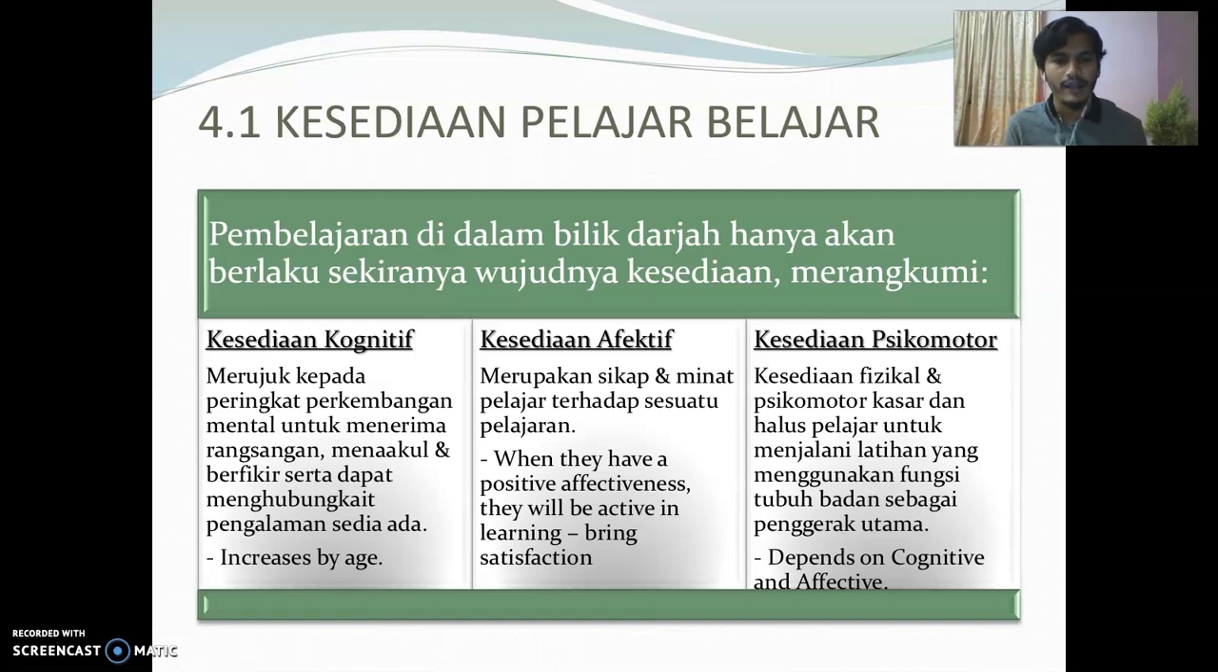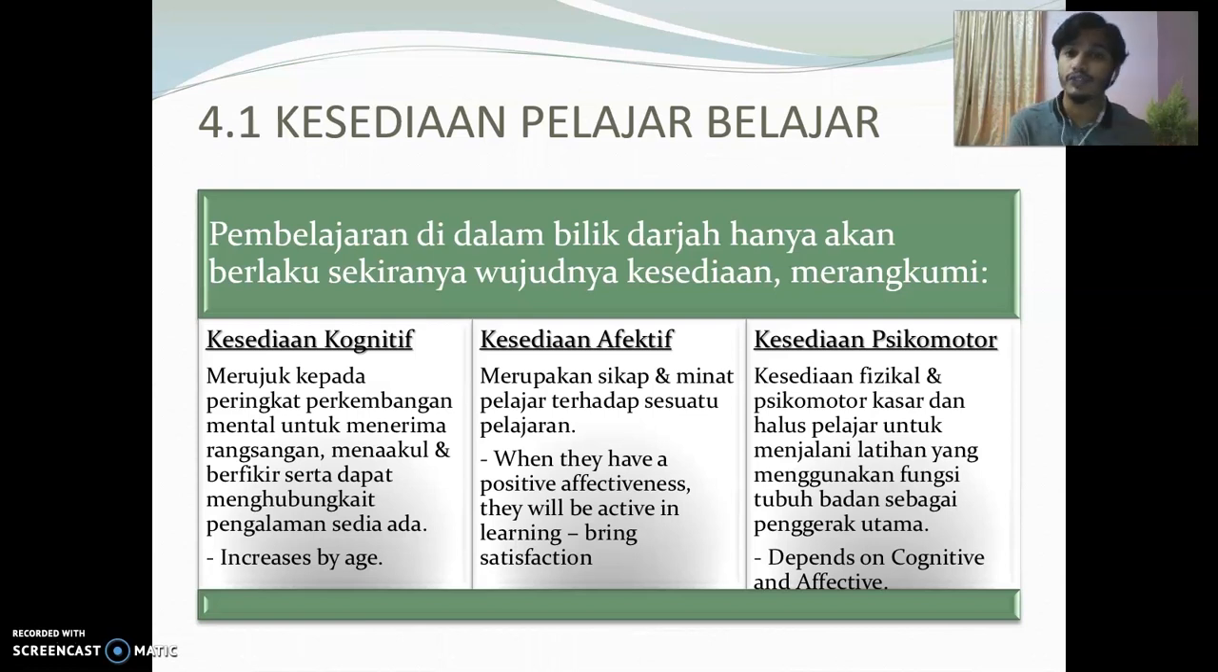Okay, as I said, when they have a positive affective, apabila mereka mempunyai affective yang positif, they will be active in learning and also dan akan memberi satu kepuasan ataupun keseronokan dalam diri mereka untuk belajar secara berterusan. So this affective is really related to the emotions, that is when we can say motivations, interest and all that.